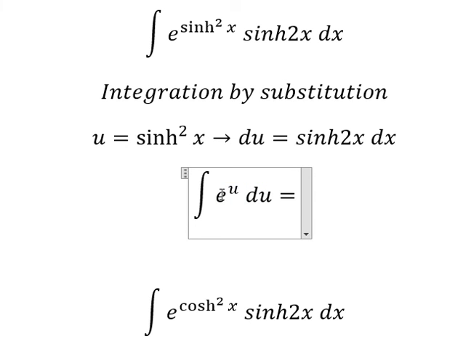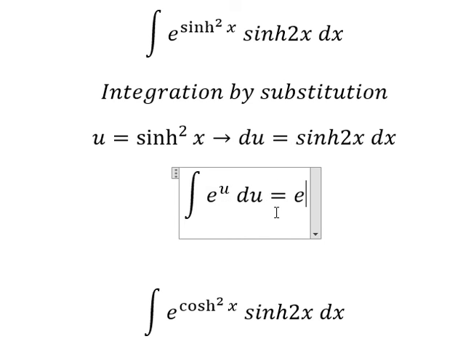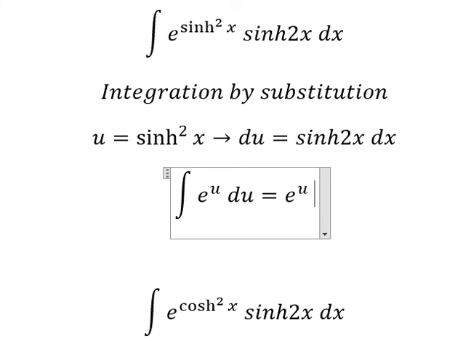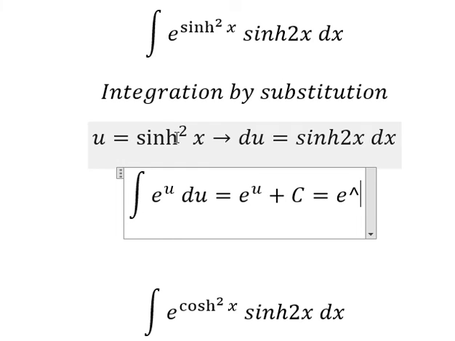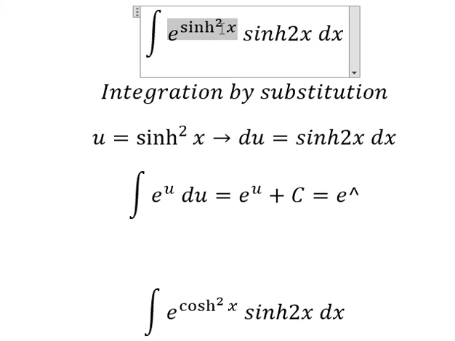So the integration of e to the power of u gives e to the power of u, and I will put plus c. Then u is this one.